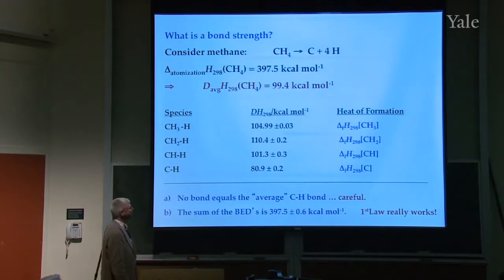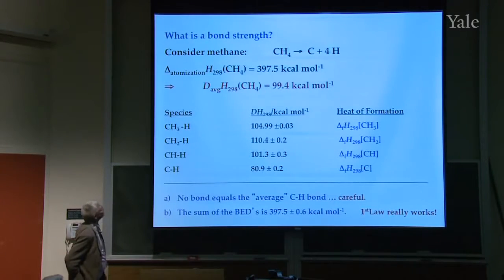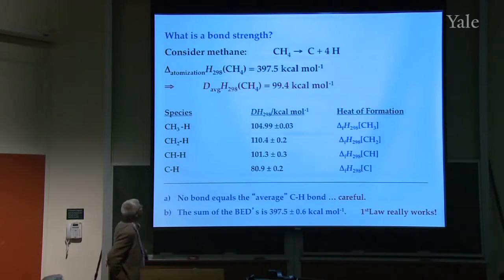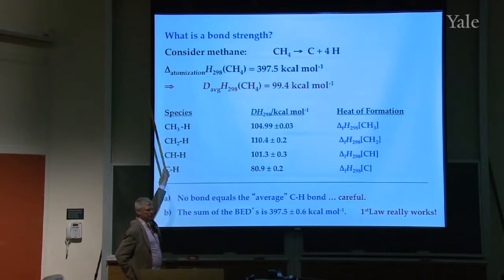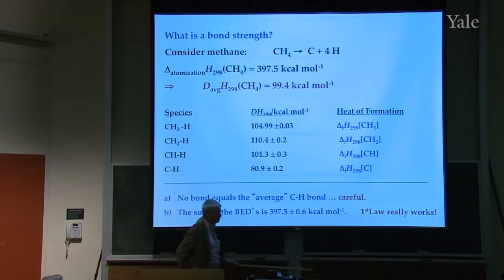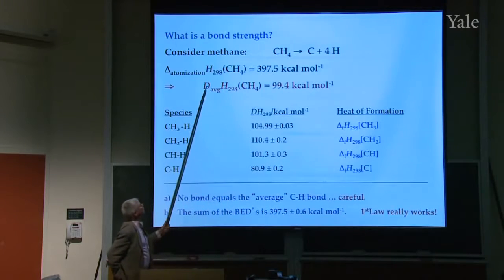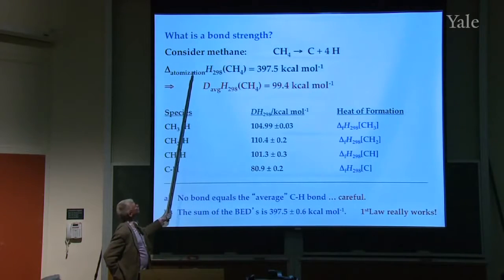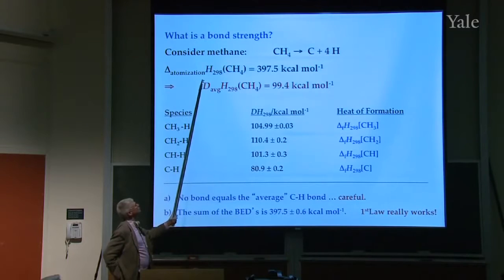All right, there's another thing I want to show you, and that is when you talk about what a bond strength is, it turns out that an early way that people tried to measure bond strengths would be that you'd consider a molecule like methane. I need my big stick here. And you take methane, you can burn it, and you can actually measure the energy to take this apart to a carbon atom and 4 hydrogens.